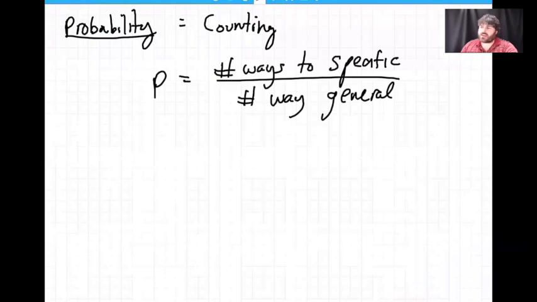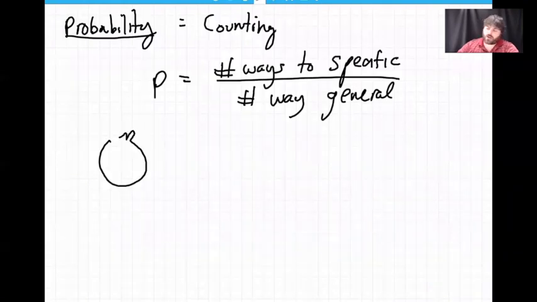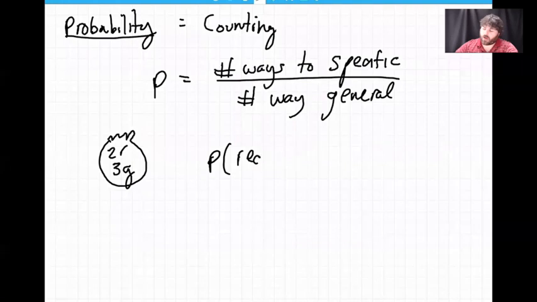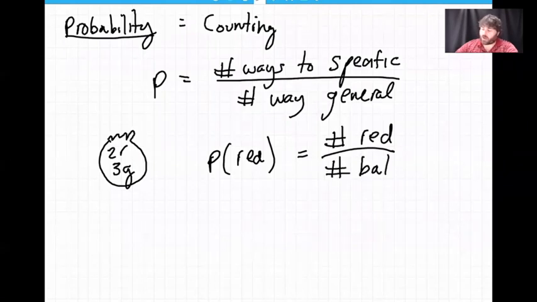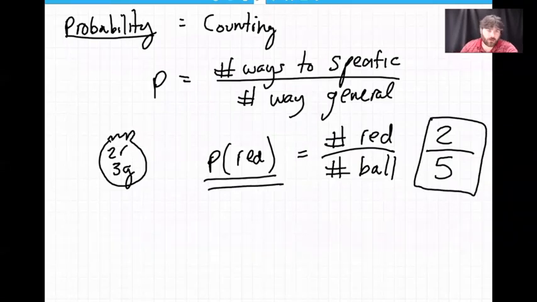Okay? Easiest example would be there's an urn. It's got 2 red and 3 green balls in it. If I want to know the probability of drawing a red ball, well, the number of ways to draw a red, that's very specific, divided by the number of ways to just grab a ball. That's not specific. I'm not saying red or green, I'm just saying a ball. So how many ways could I grab a red ball? There's 2 different ways, right? I could grab the first red or the second red. How many ways could I grab a ball? Well, there's 5 balls. So we can think of that as 2/5 probability of grabbing a red ball.